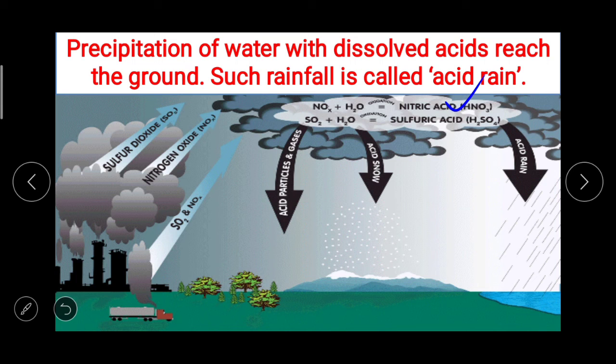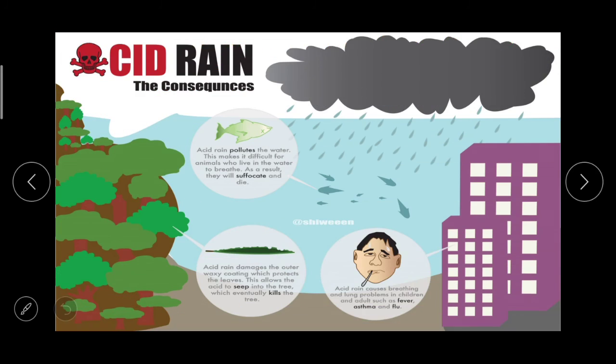This rain is harmful to living organisms as well as non-living objects, and acid rain may pollute the water. This makes it difficult for animals who live in the water to breathe. As a result, they will suffocate and die. Acid rain damages the outer waxy coating which protects the leaves, and this allows the acid to seep into the tree, which eventually kills the tree. Acid rain causes breathing and lung problems in children and adults, such as fever, asthma and flu.